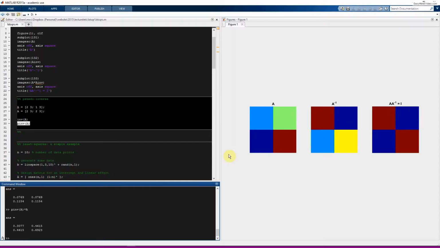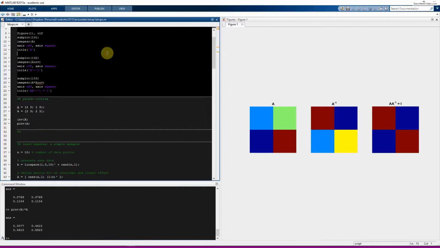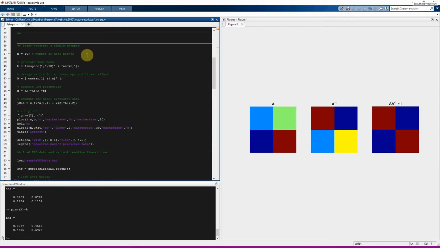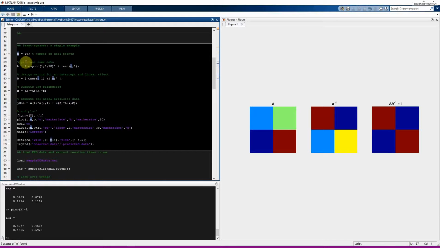So let's take a look at this in MATLAB. Here we start with a very simple example, 10 numbers. And here we're going to generate some data. So it's going to be linearly spaced numbers between 1 and 3. And actually, this is an example of bad programming on my part. This should say n, right?